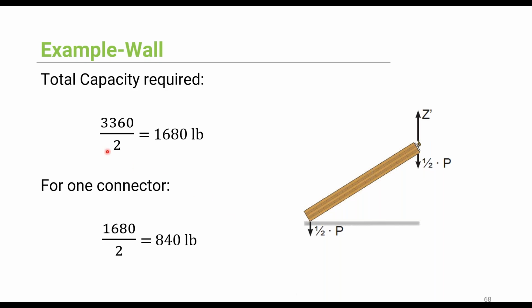So here you can see that I divided the factored weight of my panel by 2. This is the weight that I have to lift. And for a wall panel, you would typically use 2 yoke anchors, so again, you need to divide that by 2. And for 1 anchor, the capacity should be at least 850 pounds.